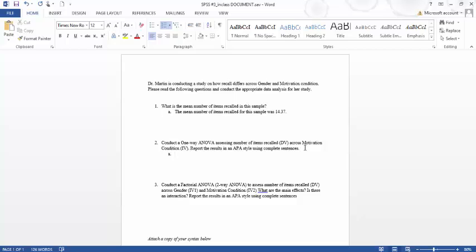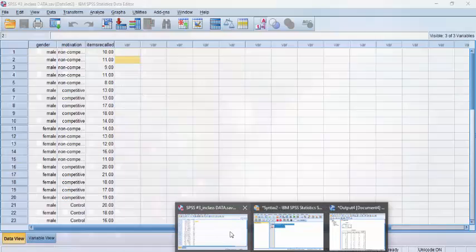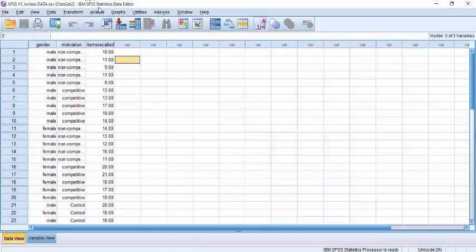Great. Now, moving on to number 2, we're going to conduct a one-way ANOVA assessing number of items recalled, our DV, across motivation condition, our IV. Report the results in APA style using complete sentences. Alright, so we head back to our data and go to Analyze.